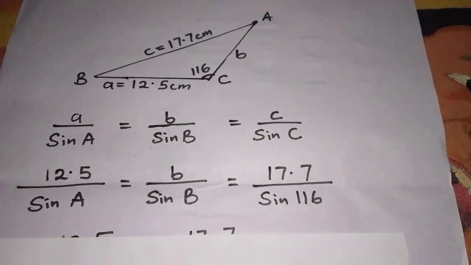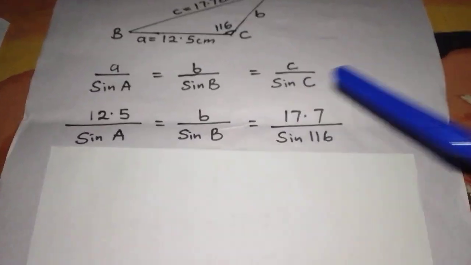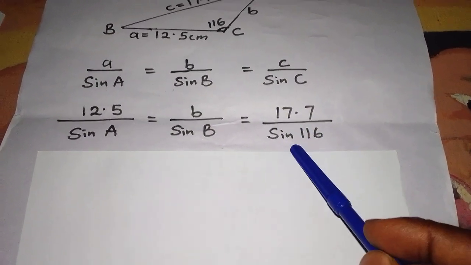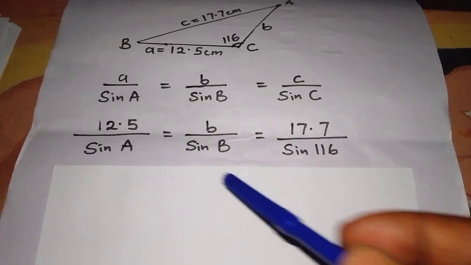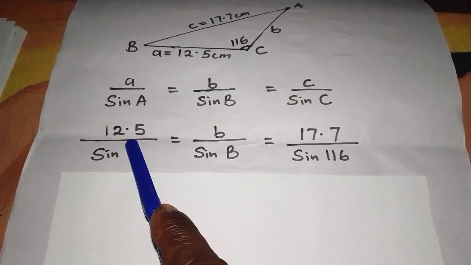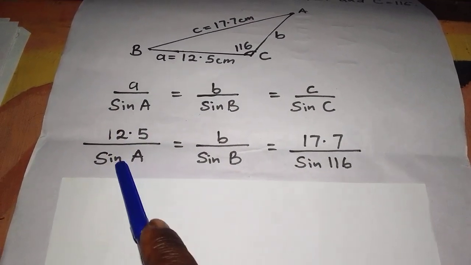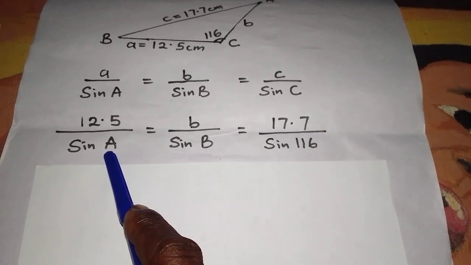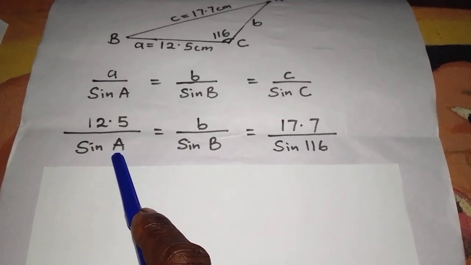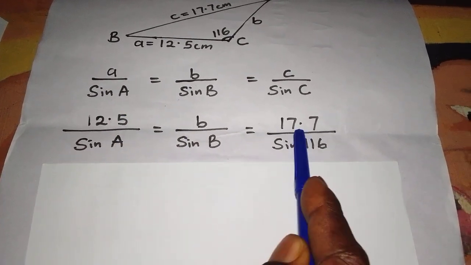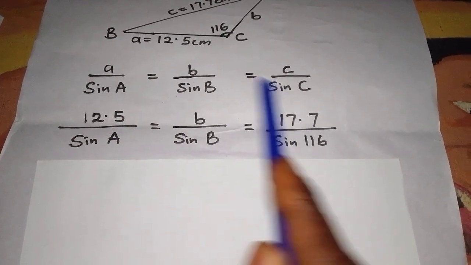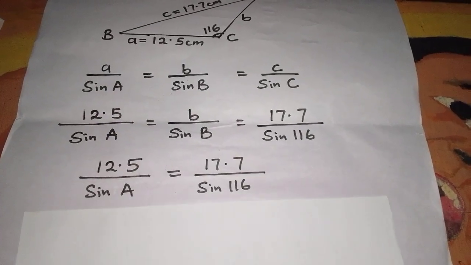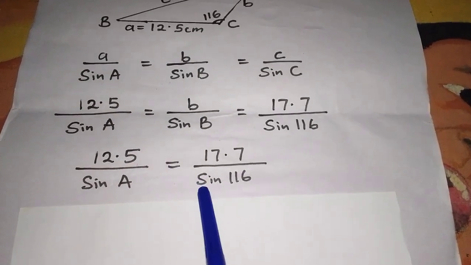Now you realize that we are given a complete ratio here, 17.7 over sine 116. We are not given any of the others, only the side. We don't know the value of A. Since we cannot find two unknowns at a time, we pair the one that is complete with this one, so as to look for sine A. So when you pair it from here, you are going to cross multiply.